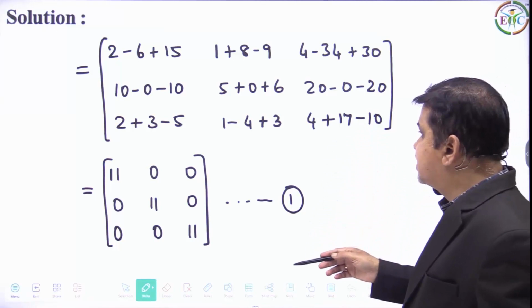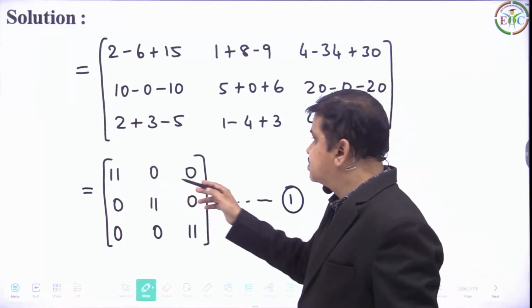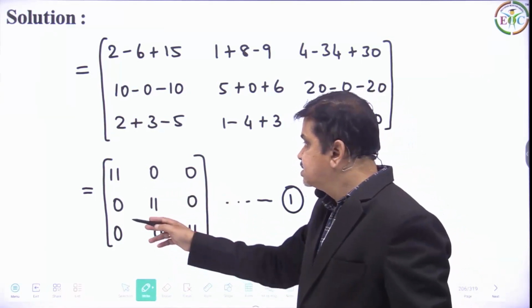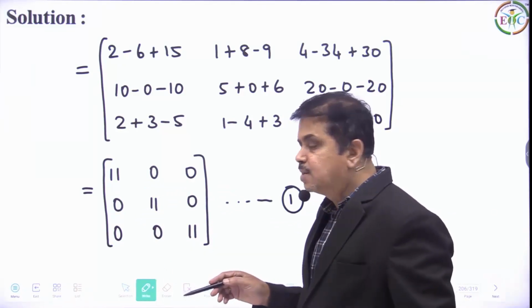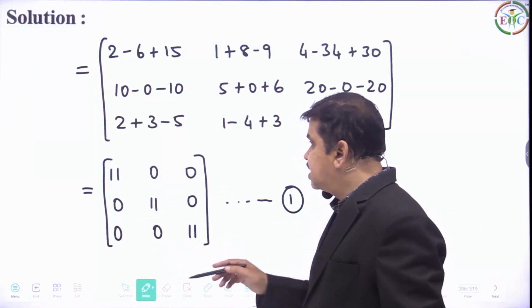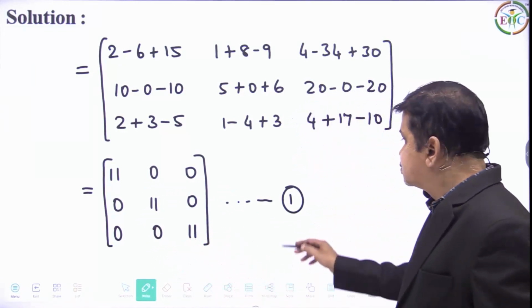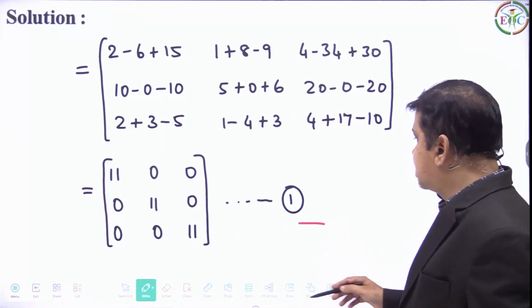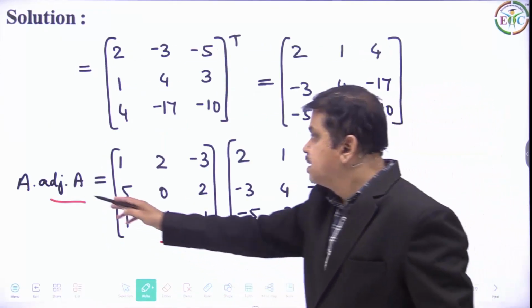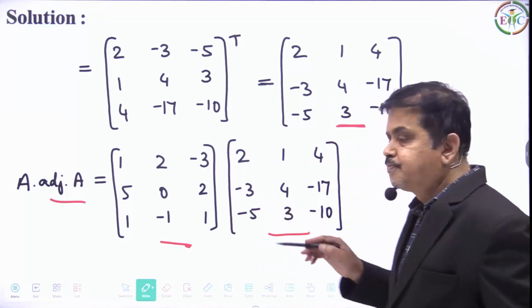So this on simplification we have 11 0 0 as the first row element, 0 11 0 as the second row element, and 0 0 11 as the third row element. So call this as the expression number 1. So that is, we have found out A into adjoint A.